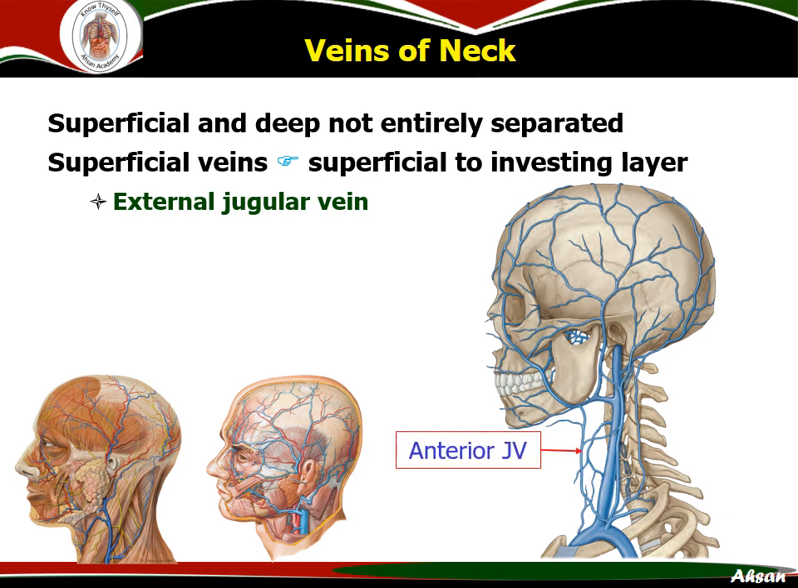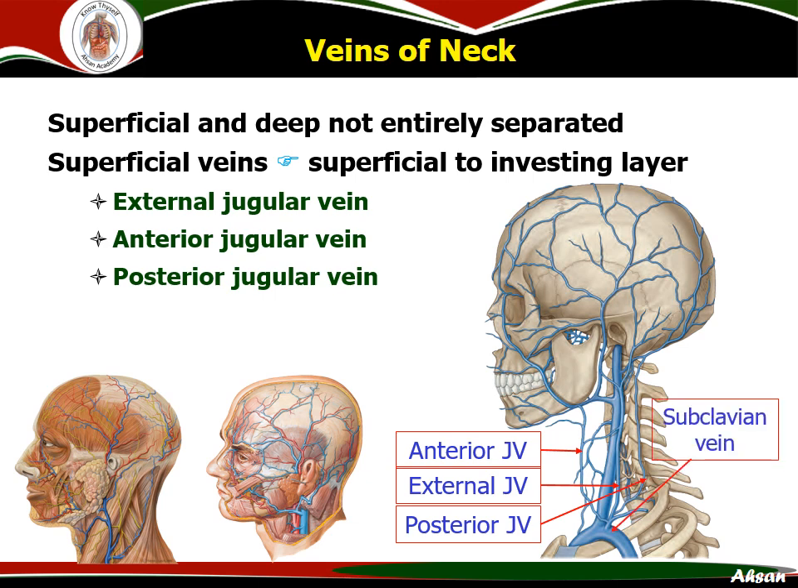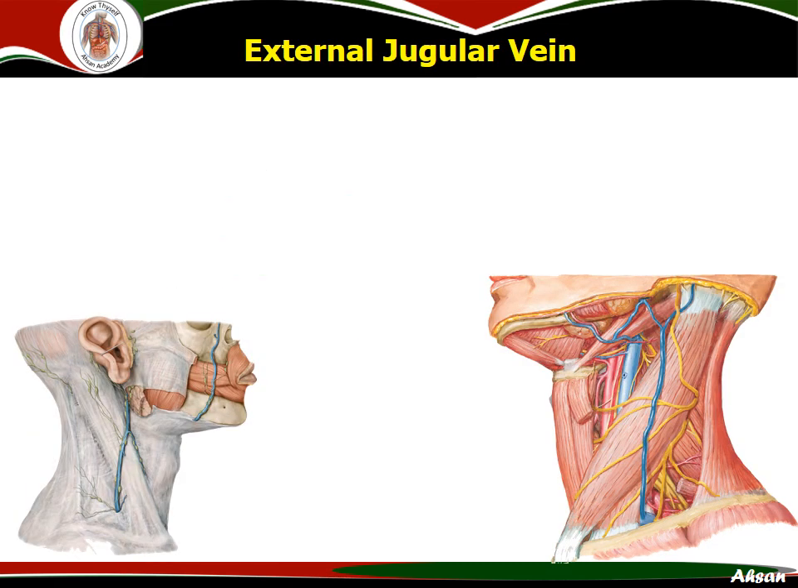This is the anterior jugular vein, and this is the external jugular vein, and the third one is the posterior jugular vein. All drain into the subclavian vein. The deep vein includes the internal jugular vein that follows the large artery of the corresponding area. Let us discuss the superficial veins one by one.